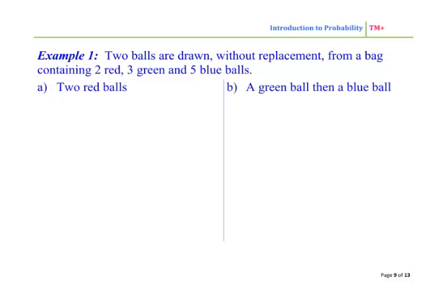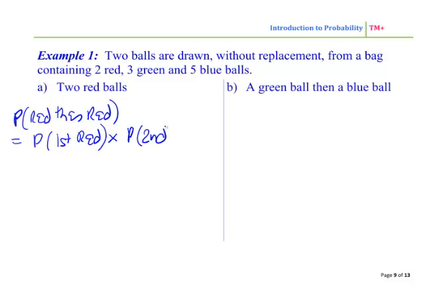So let's look at some examples. 2 balls are drawn without replacement from a bag containing 2 red, 3 green and 5 blue balls. What's the probability of 2 red balls? Well, what we're looking at is the probability of red, then red. So that's going to be the probability that the first is red times the probability that the second is red. Well, the probability of the first being red is 2 out of, we've got 5, 8, 9, 10 balls, but we've already selected a red. So now we've only got 1 red left out of 9. So that gives us 2 out of 90.